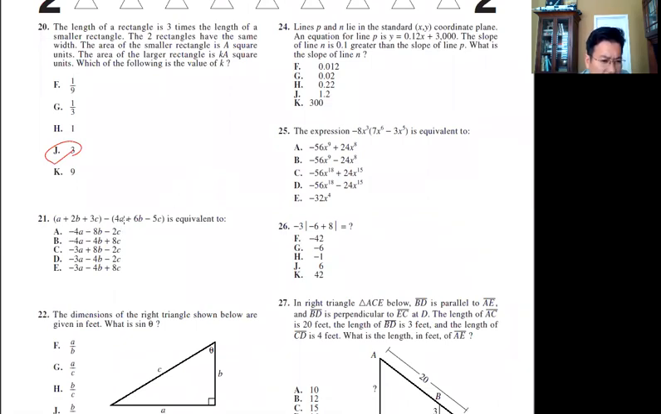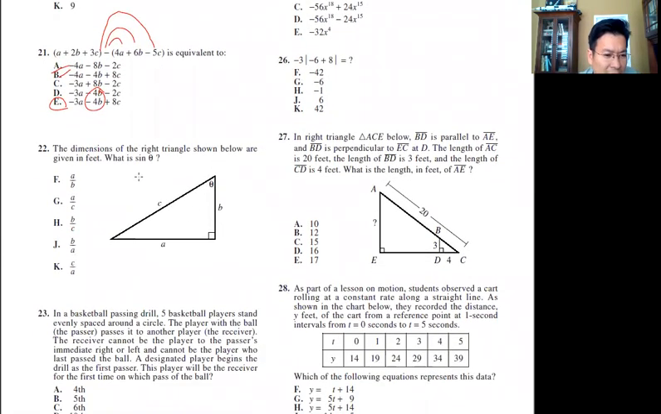21, equivalent. So you have to distribute this negative, negative, negative. Those are something that you have to be careful about. So a minus 4a minus 3. So this one goes away. And then 2b minus 6 for 4b. So this 2. And then 3 plus 8. So plus 5. So it's 8.